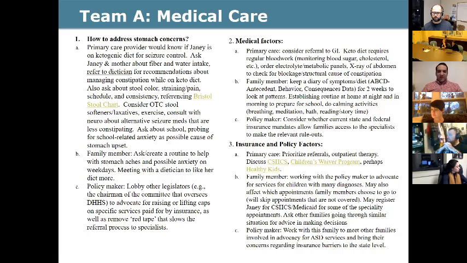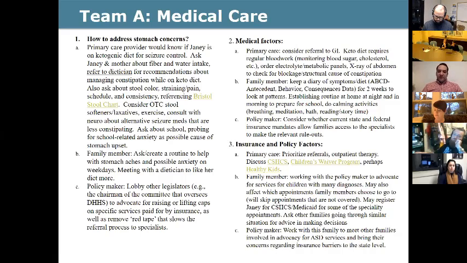I apologize, I'm probably going over our time, so I'll finish quickly. Insurance and policy factors. The PCP would want to prioritize referrals, since there could be many potential ones. Talk about children's special health care, possibly the children's waiver program for autism and healthy kids as well.